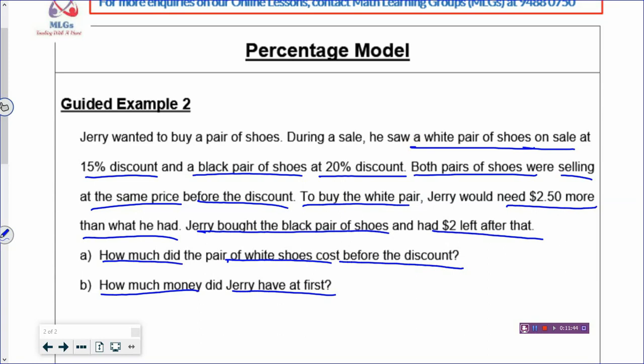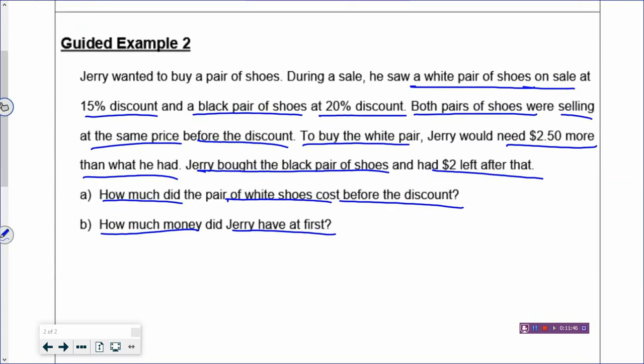All right, now some of you who are very good in maths may ask, Mr. Tong, I know how to do, I don't want to draw the model. That is also fine. If you know how to solve, then you just go ahead and use your own steps. Write your own steps, use your own method.